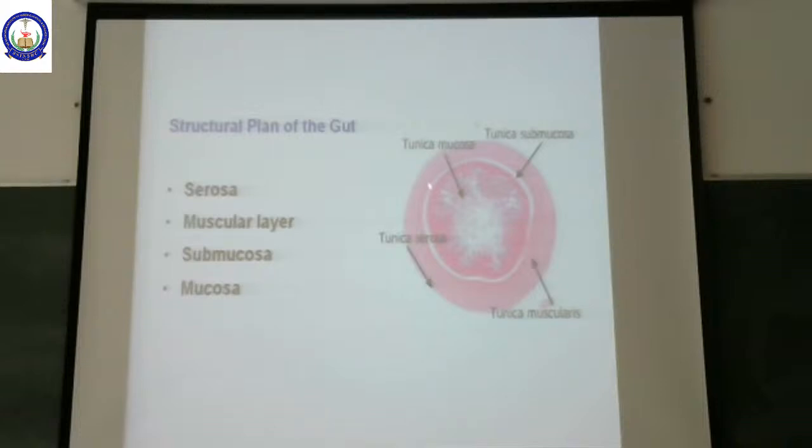The layer which is close to the lumen of the gastrointestinal tract is called mucosa, tunica mucosa. Next to the mucosa, we have the submucosa, which is present below the mucosa and mainly consists of connective tissue. Below the submucosa, we have a layer of only muscle tissue, called tunica muscularis, or the muscular layer. Then the outermost covering of the wall is the serosa.